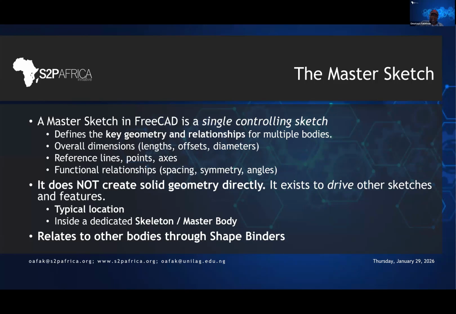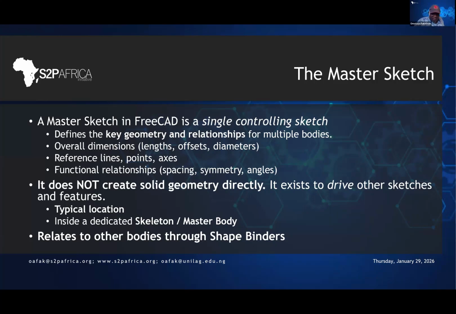The master sketch is not designed to create solid geometry directly. It exists to drive other sketches and features. The typical location is inside a dedicated skeleton or master body. It's a body that is just an abstract body which doesn't create anything, but just holds the master sketch. And it relates to other bodies through a facility called shape binders. One of the things you will learn today is how to invoke shape binders.